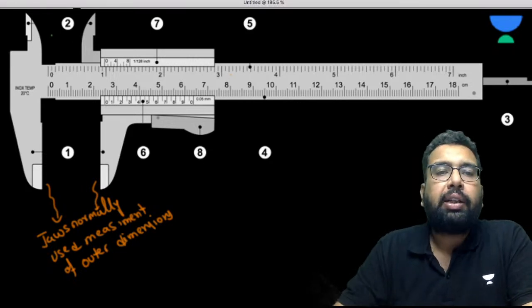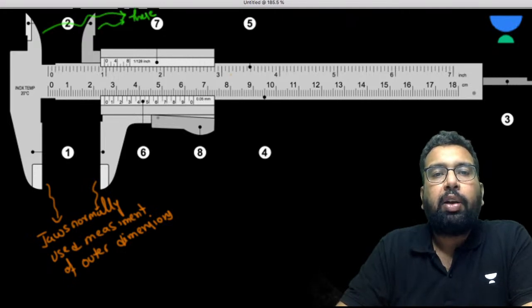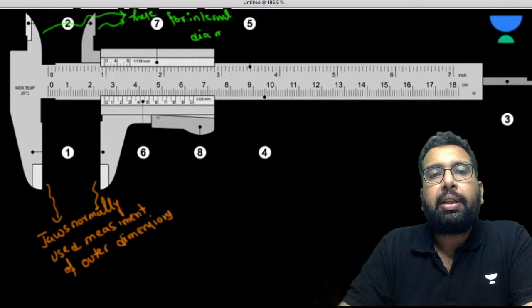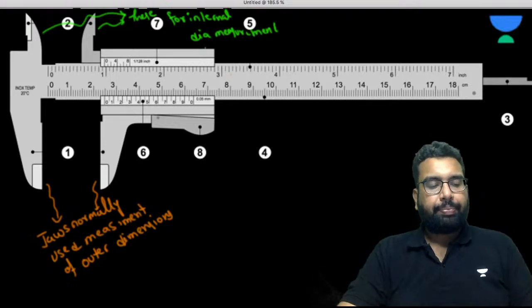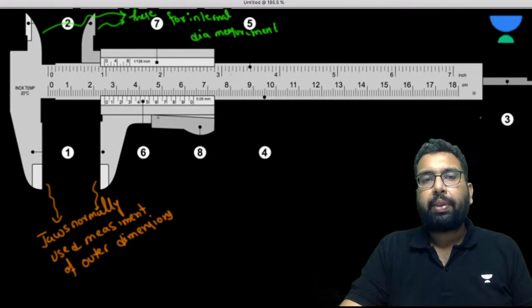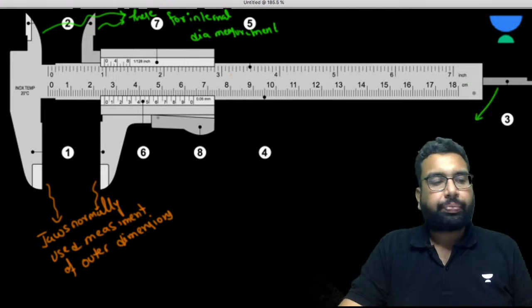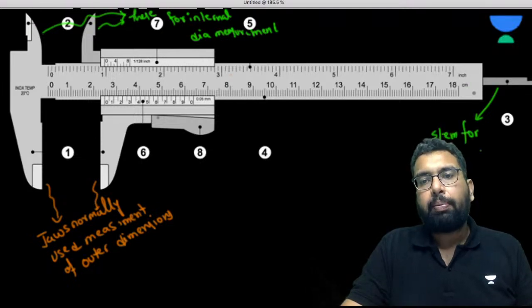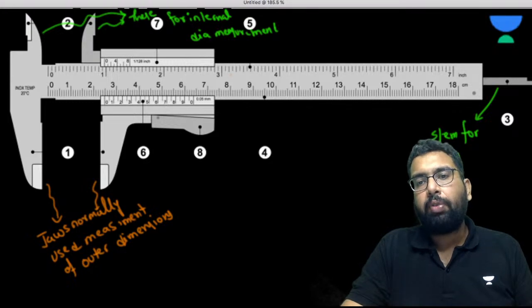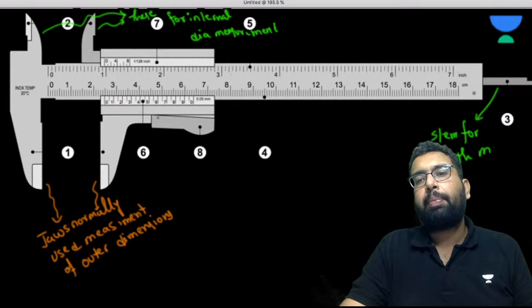Now these are the jaws used for internal diameter measurement. We are using these jaws for internal diameter measurement. And this is the stem. Please understand this. This is the stem for depth measurement. This is the stem for the measurement of depth.